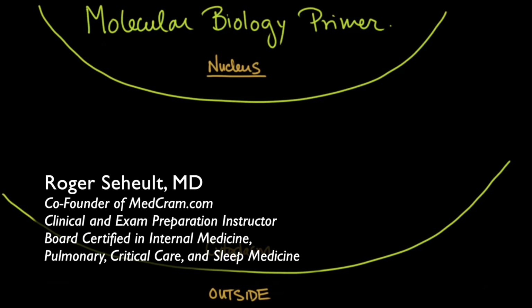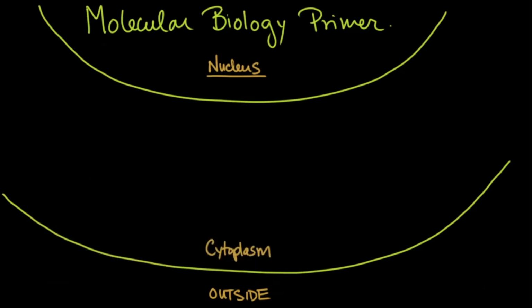For those not initiated in molecular biology, this is not meant to be a comprehensive review of every aspect of molecular biology. So every cell has a nucleus, and it is in the nucleus that you have DNA. DNA codes for the different types of proteins that are used in the cell.